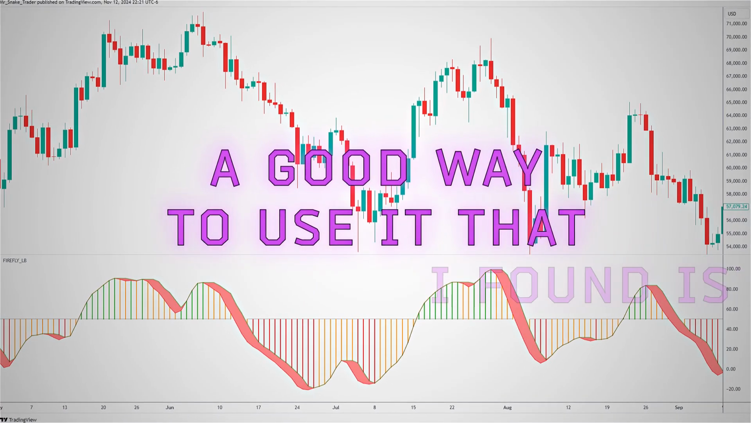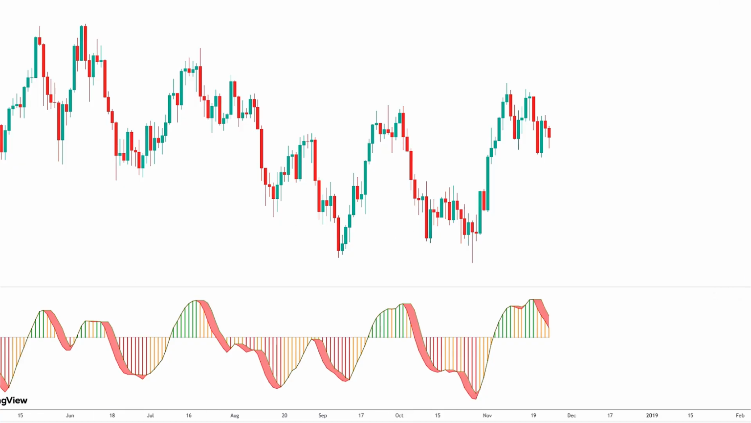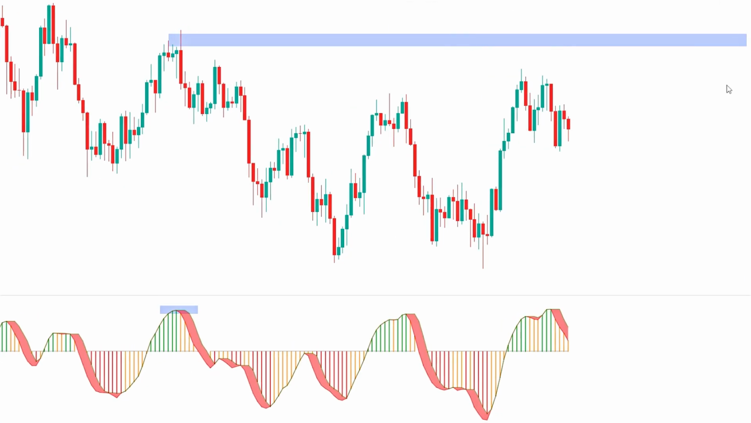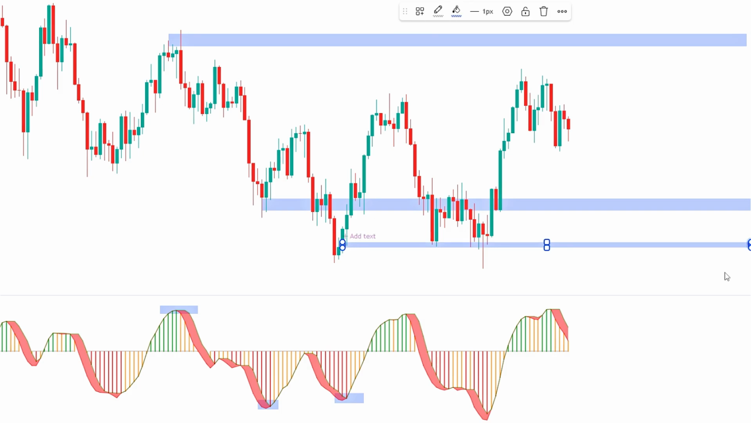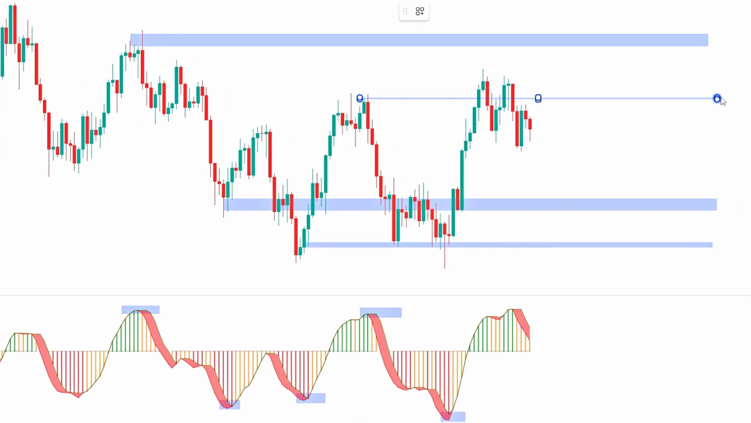A good way to use it that I found is the following. First, we identify the relevant zones by marking the crosses of the two averages over the price. This means that the price has turned and we could mark those zones. These zones usually act as supports and resistances, as this is where the price has turned around.